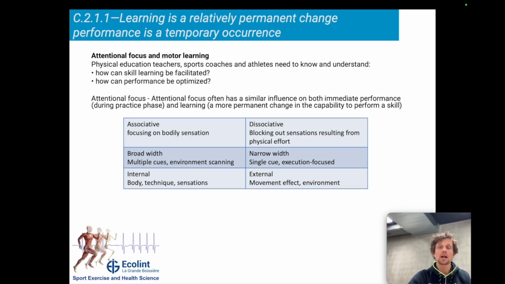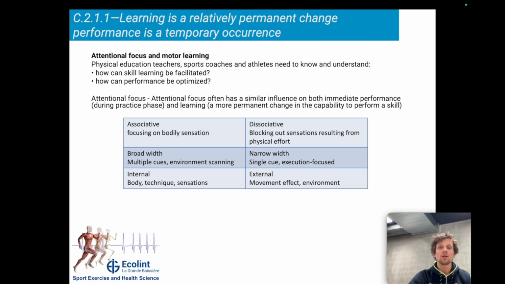That means blocking out sensations. This is particularly useful when the level of physical effort is quite high. The coach might also promote a broad width, so for example, being able to focus on a multitude of different cues from a number of different sources within the particular environment, the ability to scan the environment for appropriate cues.